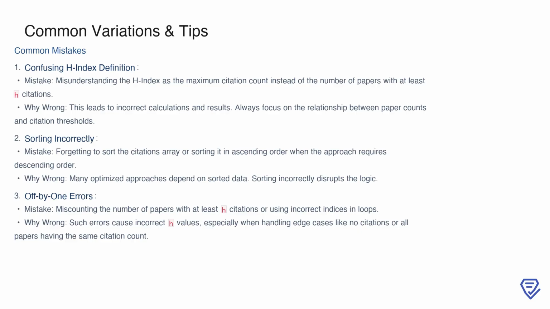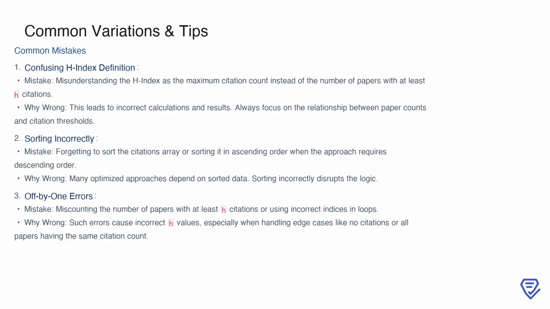Misinterpreting this can lead to completely incorrect calculations, so it's critical to focus on the relationship between the number of papers and the citation threshold. Another frequent issue is sorting the citations array incorrectly. Many solutions require the array to be sorted in descending order, and failing to do so disrupts the whole logic of the approach. Lastly, off-by-one errors are a subtle but common problem.